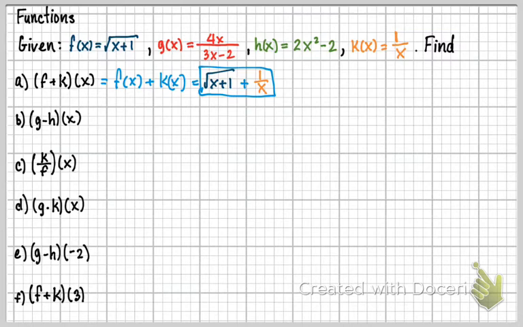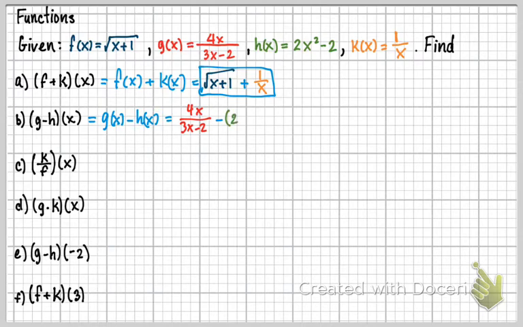So for this next one, this is going to equal g minus h of x. So this means I'm going to have g of x minus h of x. And what I'm going to do with these is the same thing. So my g is 4x over 3x minus 2. So I'm going to write that in there. So 4x over 3x minus 2. And then I have minus here, and then I have my h of x, which is 2x squared minus 2. And I'm just going to sub that in there.